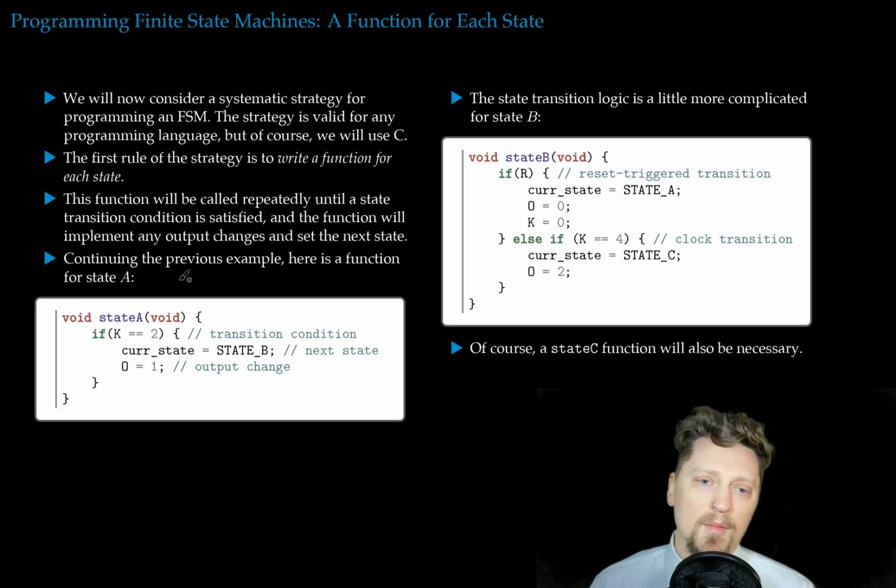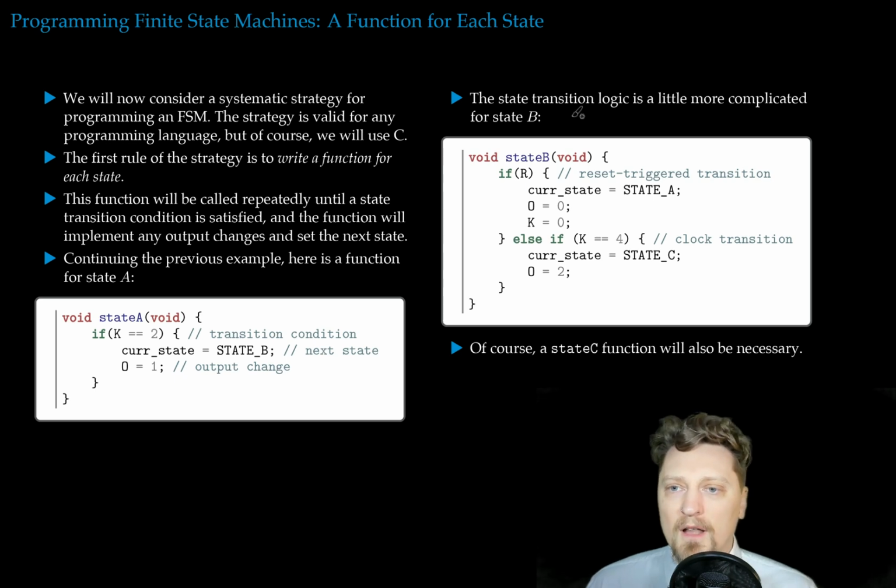Continuing the previous example where we have the 3 states A, B, and C, here is a function for state A. So in state A, we're waiting for the condition to be met, which is that the clock will be equal to 2. In this case, we will set the current state to state B, which we have to define as this constant state B, but we can do that. And that will define what the next state is. And our output, this is O equals 1. So the output will be changed to 1.